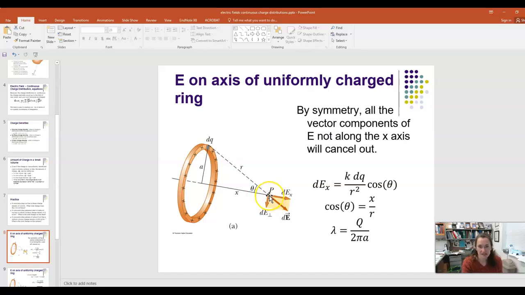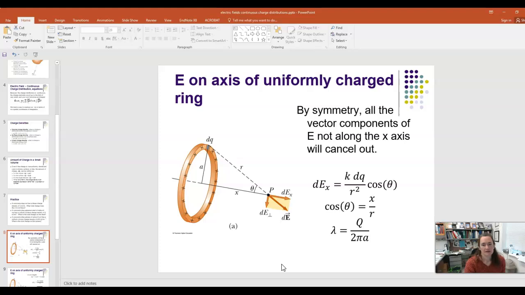Now you can see that since this is a positively charged ring, the electric field from that positive charge would point directly away from each one of my dq's. So here, I've got a dE vector drawn. And dE is the electric field due to dq, which is here at the top of the ring in gray. All right, so there we have it.